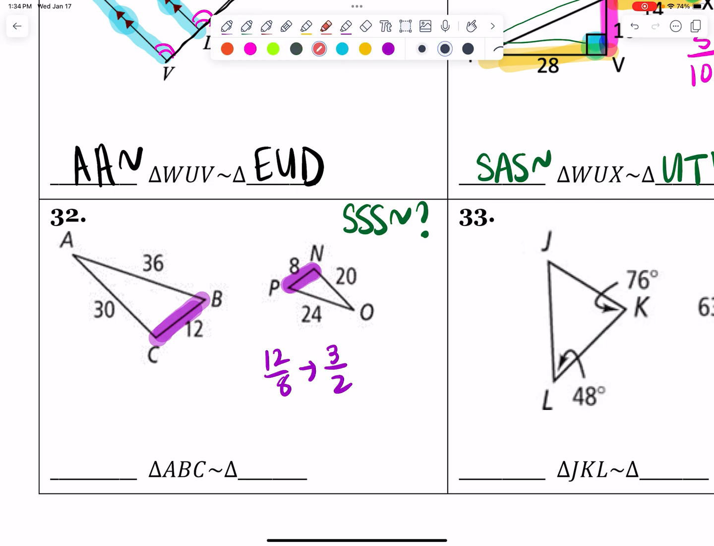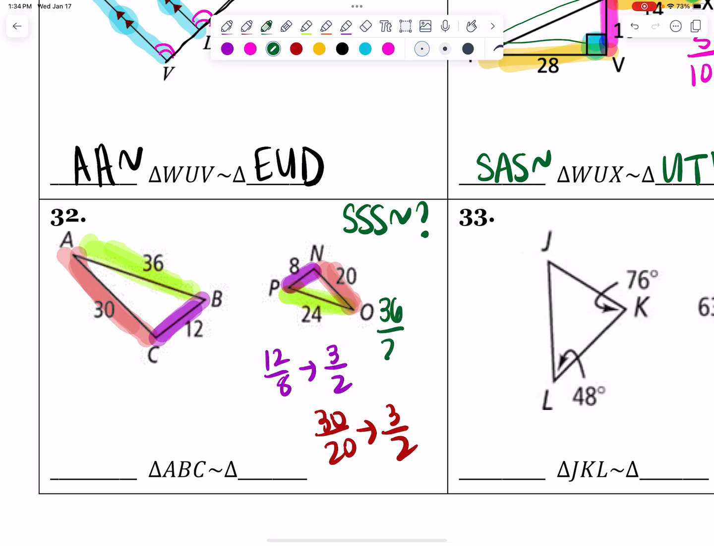Let's see. If I chose 30, that's the medium piece. So what's the medium piece over here? That's 20. So 30 over 20 reduces to 3 over 2. So far, so good. We'd get to stop there if not. And then last but not least, the 36 corresponds to the 24 because those are the biggest pieces. So 36 over 24, both of those are divisible by 12, so that's also 3 to 2. So since all three of those are the same, then this is side-side-side similarity.